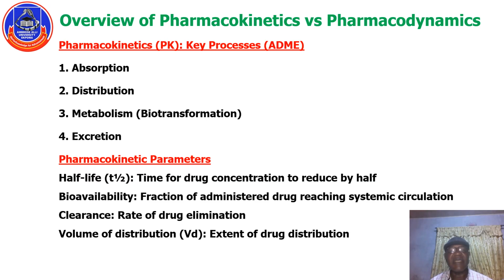Pharmacokinetic parameters include half-life, bioavailability, clearance, and volume of distribution. The half-life is the time for drug concentration to reduce by half. Bioavailability is the fraction of administered drug that reaches systemic circulation, while clearance defines the rate of drug elimination, and volume of distribution is the extent of drug distribution.